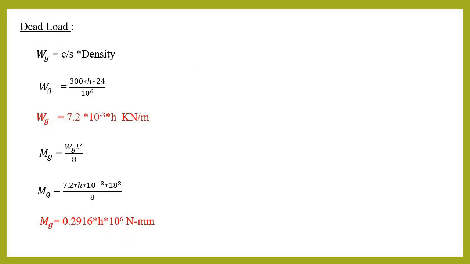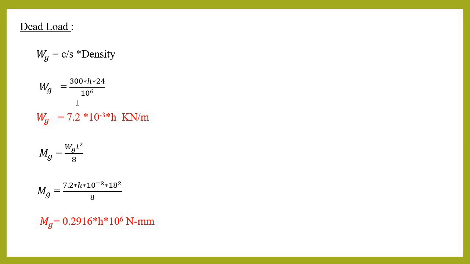Next is dead load calculation. Here the notation for the dead load is Wg, that is given by cross section area into density. Here density is 24 kilonewton per meter cube, and we already know the cross section. Here only the width is known, depth is not known. So I have taken it as 300 into h into 24 by 10 power 6.